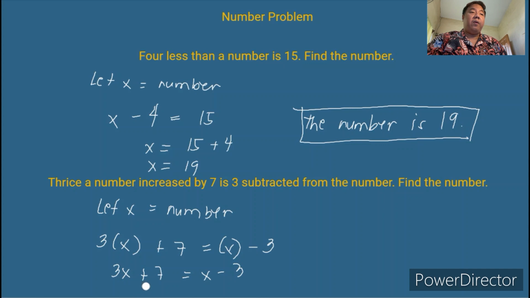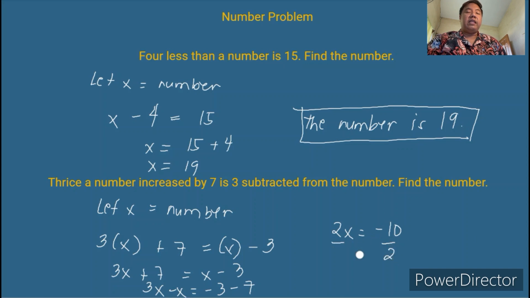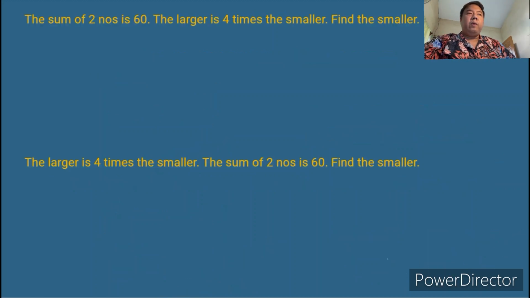Pagsama-samahin ng pare-pareho, 3x minus x is equal to negative 3 minus 7. So, that is 2x equal to negative 10. Divide both sides by 2. X is equal to negative 5. So, the number is negative 5.